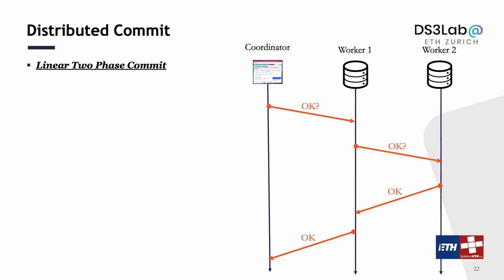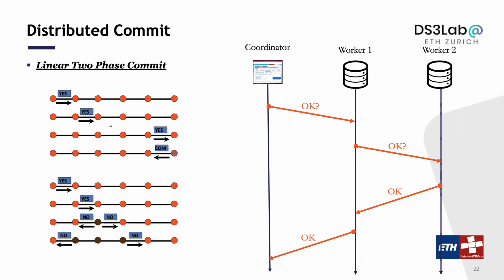This is an alternative protocol to deal with distributed commit. Instead of the coordinator talking to everyone, you have a linear chain over all the workers and ask them to talk to each other. What is the performance model here?